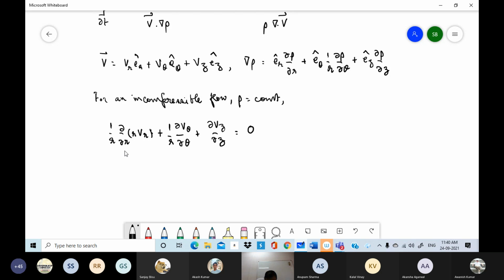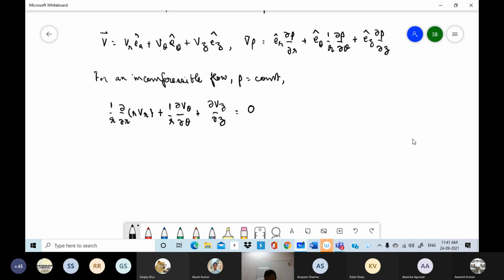Now this seems to be a little more puzzling. I don't require a 1 by r for dimensional considerations. So in order to be dimensionally consistent, if I have a 1 by r here, I must have an r over here to compensate for that. And then this is the expression I have. So why is it not simply del Vr by del r? Instead it is 1 by r del by del r of r Vr.